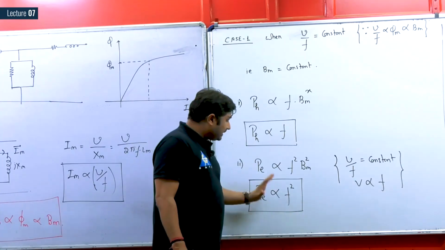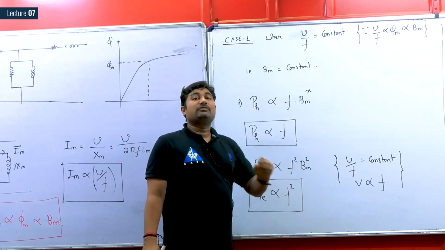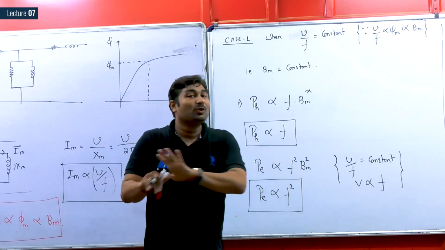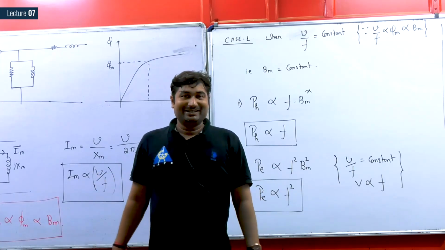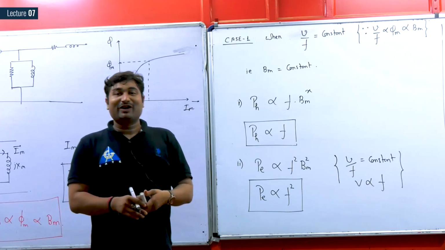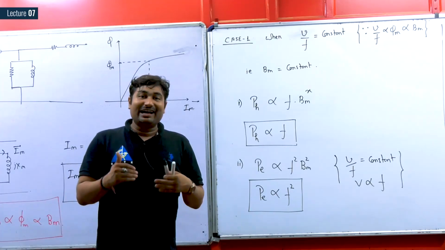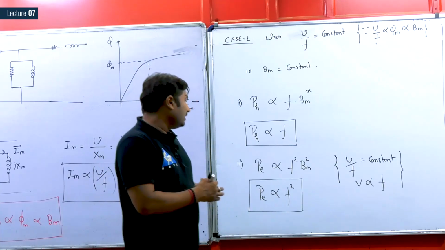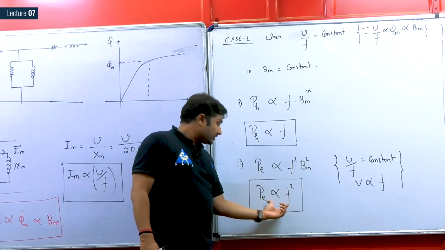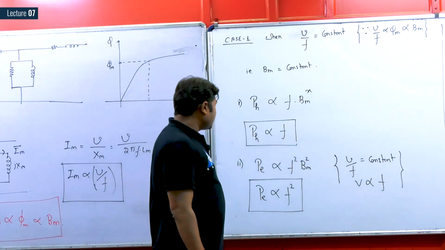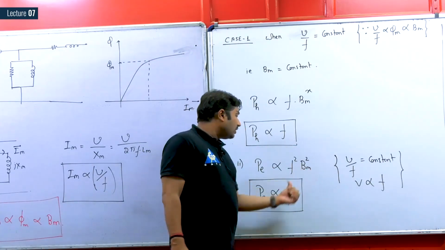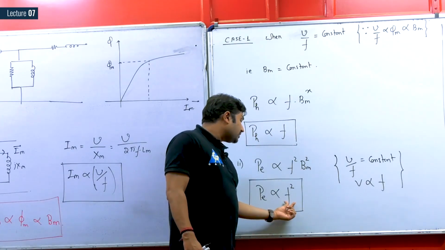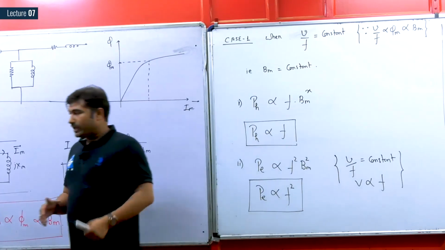However, I want to keep it as F square, so that you will know that when the frequency of flux is 0, there will be no eddy current loss, because when the frequency is 0, there will be no d phi by dt in the iron core. So the unwanted eddy currents that flow in the iron core will not flow. So eddy current loss is now proportional to F square. We can observe that if Bm is constant, that is, when V by F is constant, eddy current loss is proportional to F square, while hysteresis loss is proportional to F.